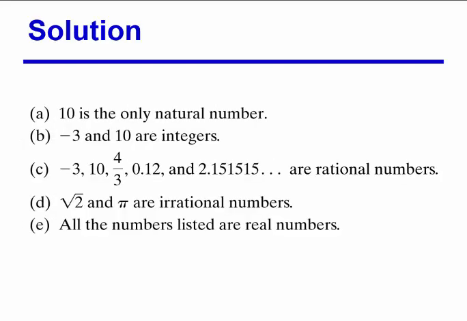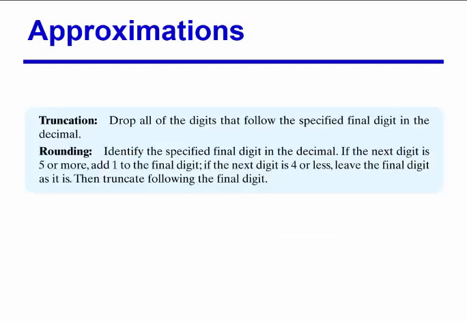Negative 3 and 10 are both integers. Negative 3, 10, 4 over 3.12, and 2.15 repeating are rational numbers. Square root of 2 and pi are irrational numbers, and every single value listed is a real number.